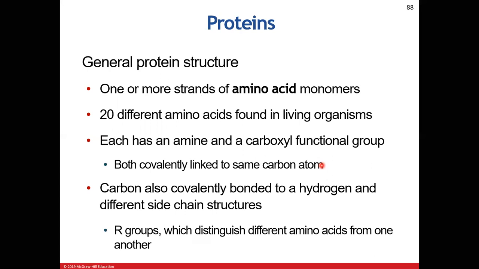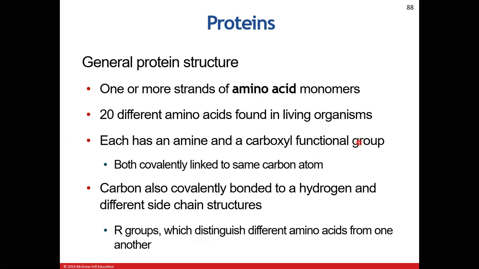So if we look at the general protein structure then, proteins are really made of one or more strands of amino acid monomers. Now we'll talk about amino acids here in just a little bit, but amino acids are really a collection of 20 different structures that are found within living organisms, okay? So there are 20 different types of amino acids.